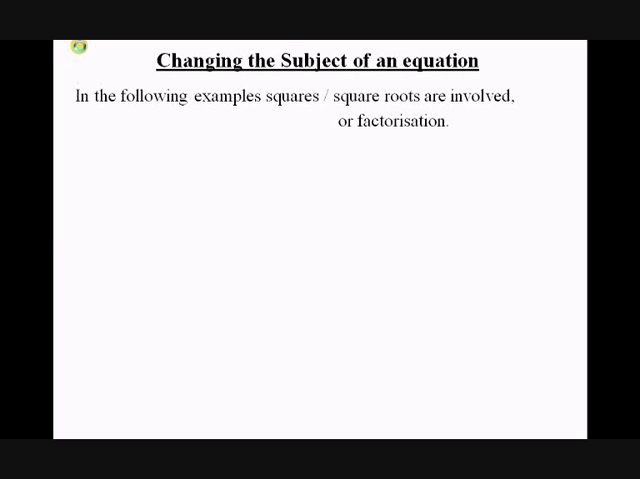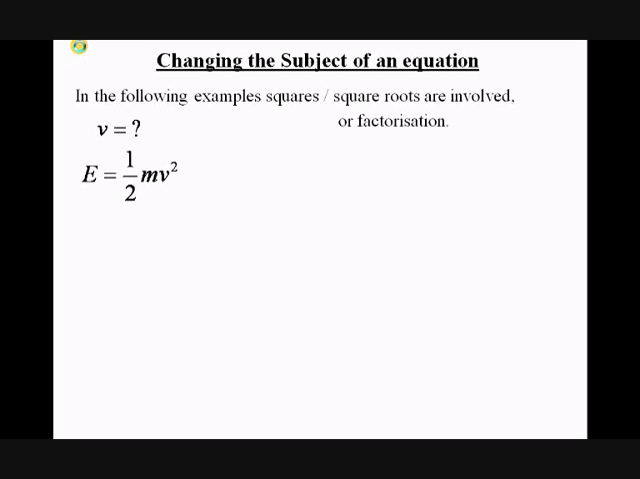In the following examples, squares or square roots are involved, and sometimes factorisation. Let's have a look at one or two. We're going to find v in this one. E equals a half mv squared.